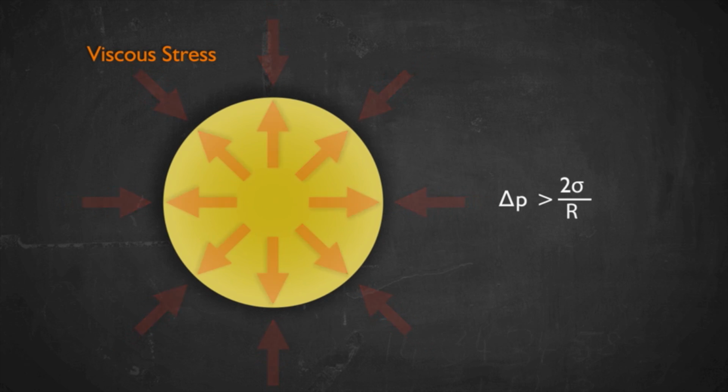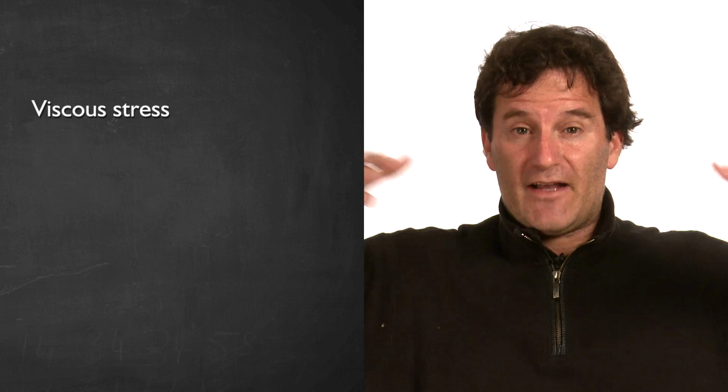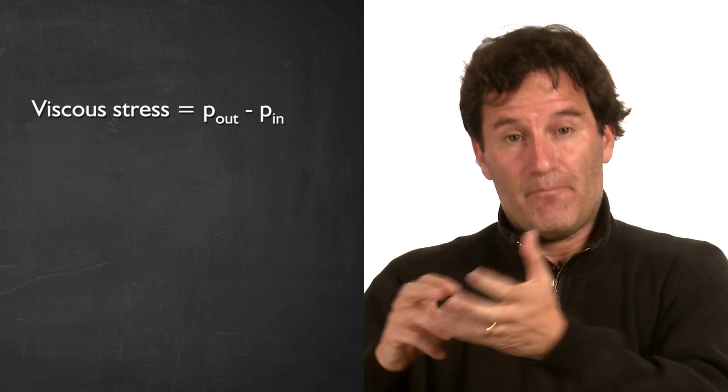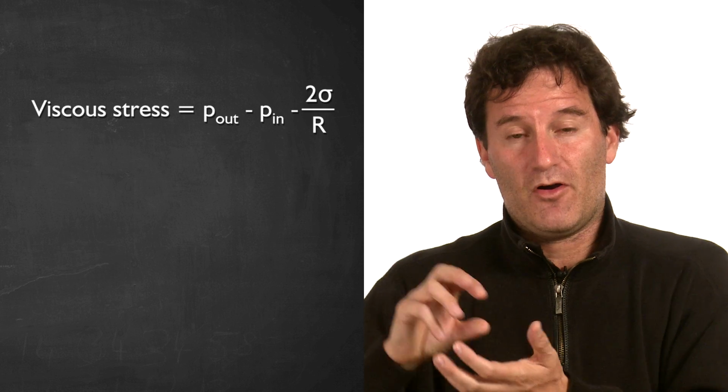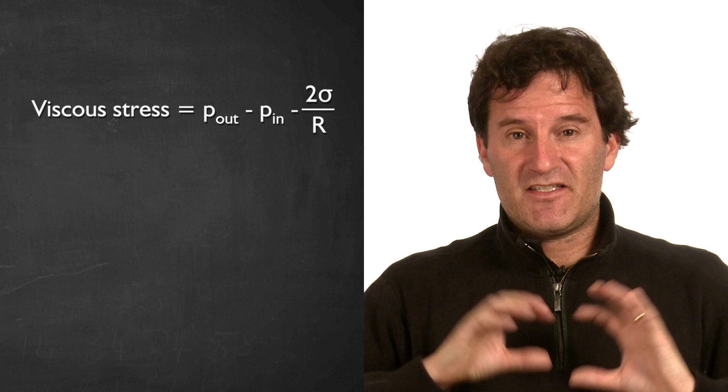And indeed, the thing that balances it is our good friend from 2 weeks ago, the viscous stress. Because as the bubble grows, it's pushing the batter around it out. And that's producing a viscous stress, which is the drag force that's slowing down the growth of the bubble. And so we can write this down as an equation. The viscous stress, from the drag of the growing bubble, is equal to the pressure difference, P out minus P in, minus the surface tension force, which is 2 sigma over R.